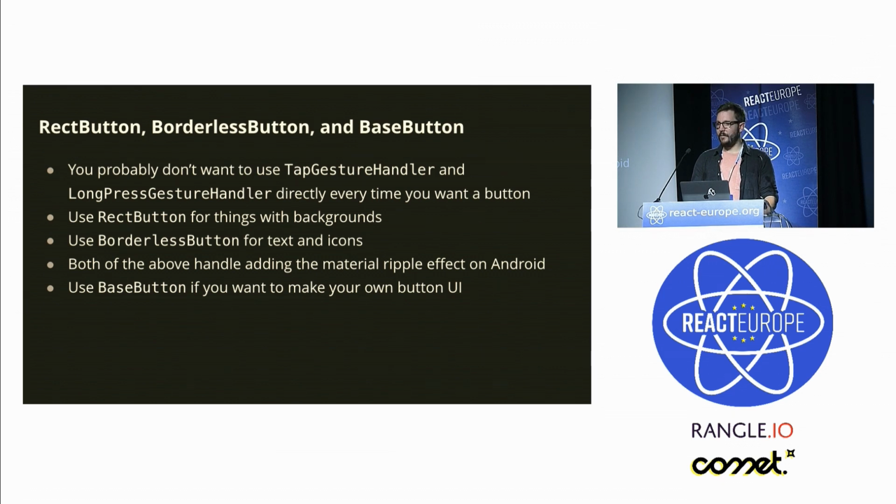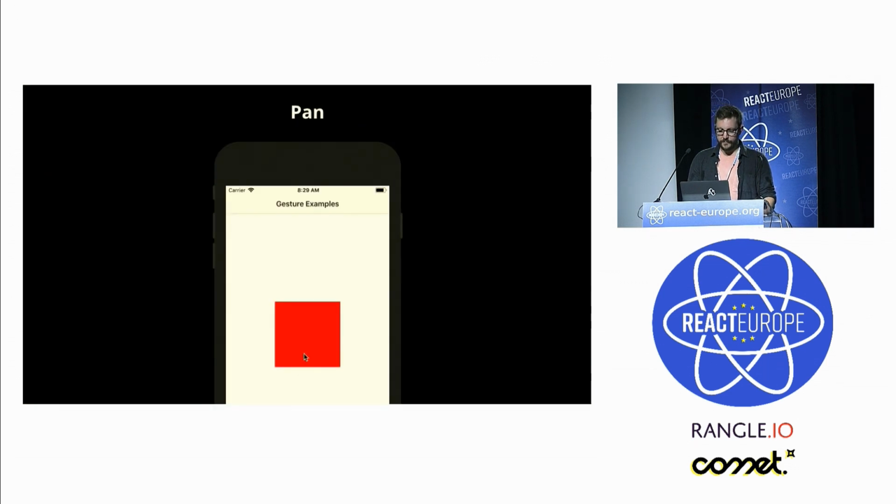And then there's another thing called Base Button, which you can use if you don't want the visual effects that are provided by Rect Button and Borderless Button. It kind of just handles the gesture state change logic for you, and you can specify how it should style itself in response to that. And you can check out the documentation for that if you are curious.